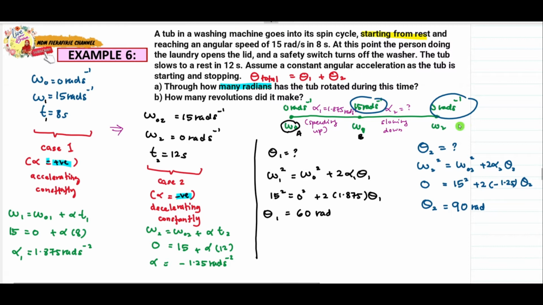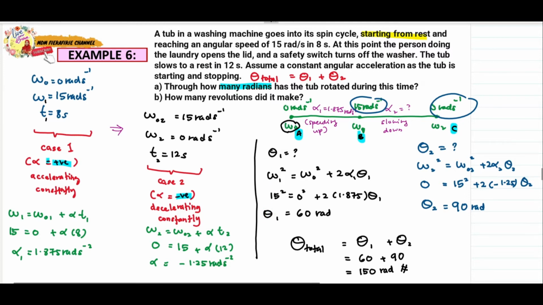So from point A to point B and until point C, where the machine stops when the person tries to open the lid of the washing machine. From A, B, C, how many radians has the tub rotated during this time? It means we want to calculate the total angular displacement, which is equal to theta 1 plus theta 2. So it's equal to 60 plus 90, and the answer is 150 radian. So this is in radian units for question A.